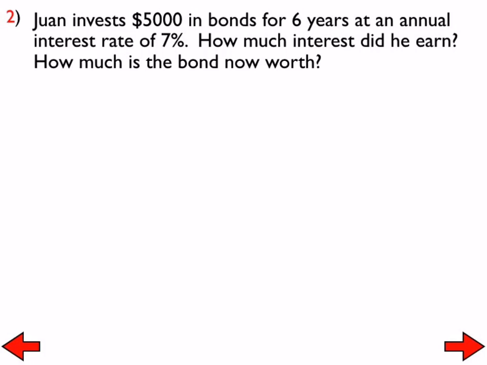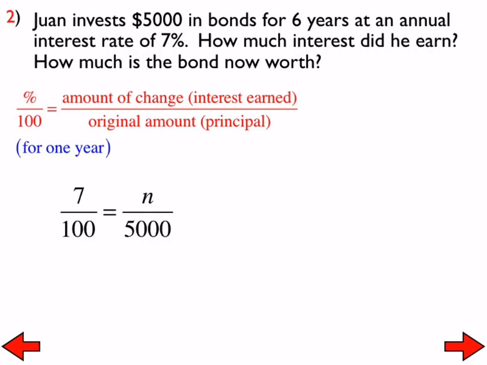So we've already stated what the problem says. The first part is how much interest did he earn? Well, we know the percent is 7. We know the original amount, which is the principal in this type of problem, is $5,000. We're trying to figure out how much interest he earned.